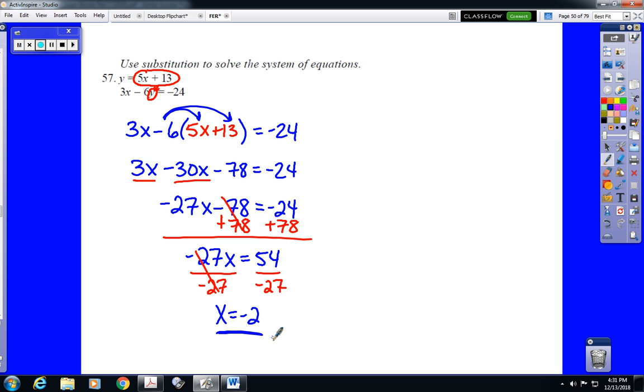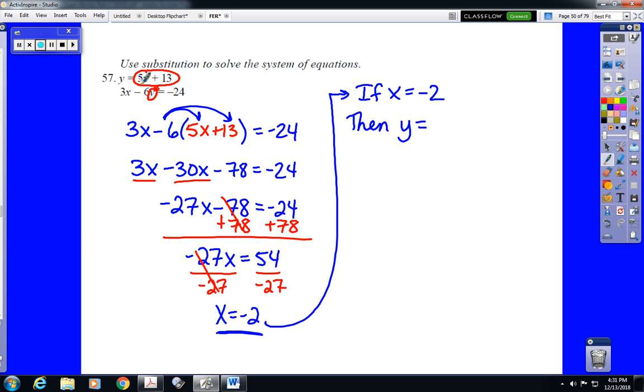Now we're not done, because we have x. Now we need to find y. So if x equals negative 2, then y would be 5 times negative 2, because I can plug that into the first equation, plus 13, which would be negative 10 plus 13, so y is 3. Which means my answer is the point negative 2, 3.